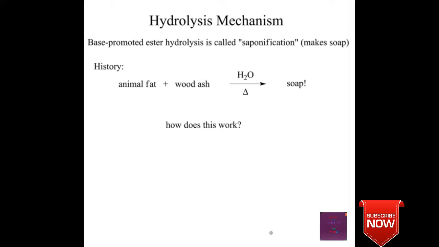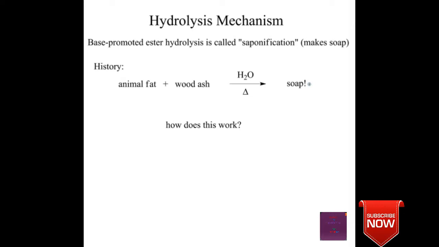Now this base promoted ester hydrolysis, that's the reaction we just studied, is called a saponification reaction. It's described as a saponification reaction because it literally can be used to make soap. Now if you think historically, let's just stop for a moment and think about that word. Historically, if you wanted to make soap, or in many parts of the world where people make their own soap, the way you do it is you take animal fat and you treat it with ashes from a fire, and you mix it up with water and you cook it, you boil it. And the solution you get out is a soap solution.